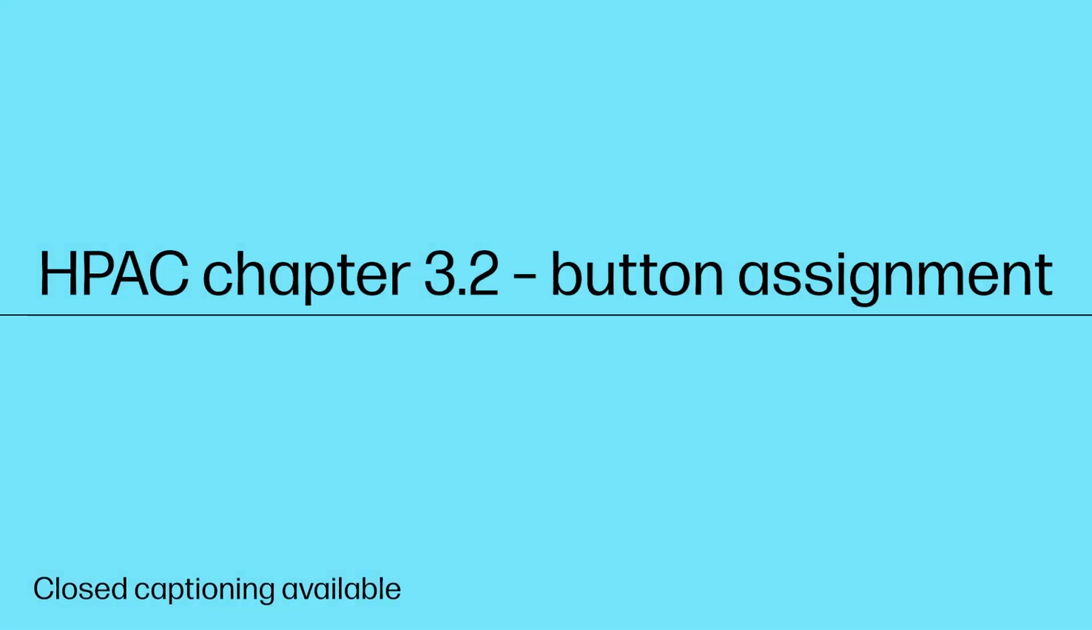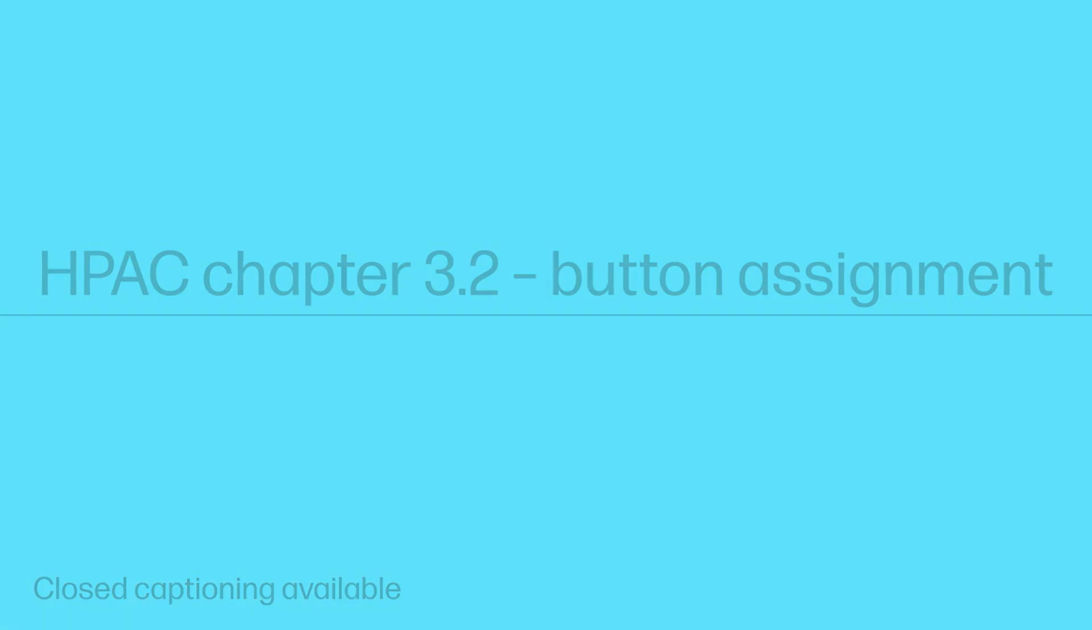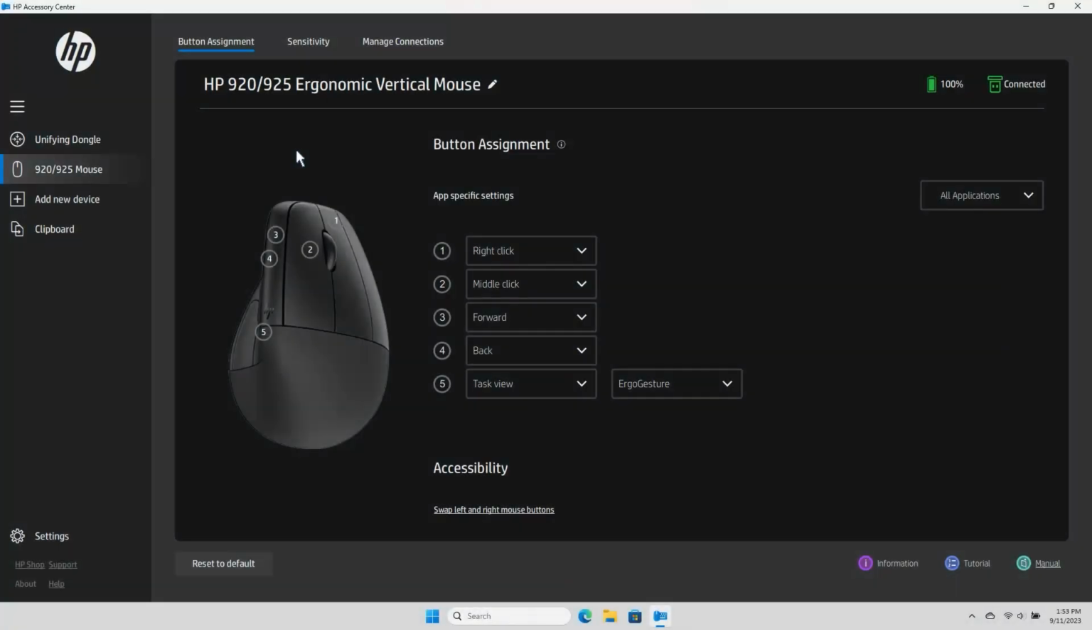HPAC Chapter 3.2 Button Assignment. On the Button Assignment page, there are two modules, Button Assignment and Accessibility.